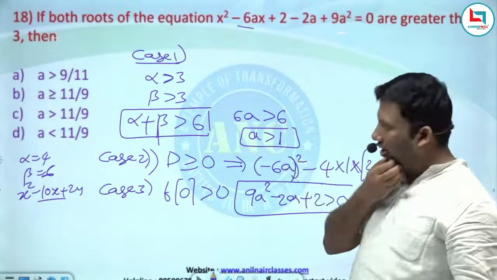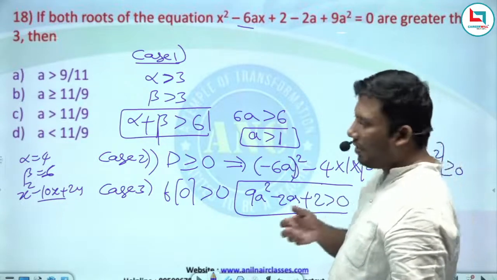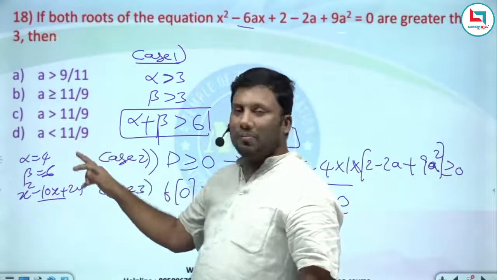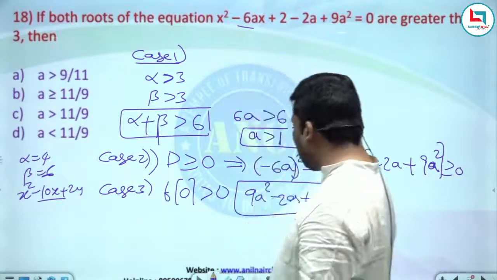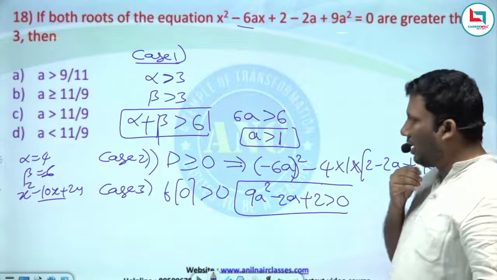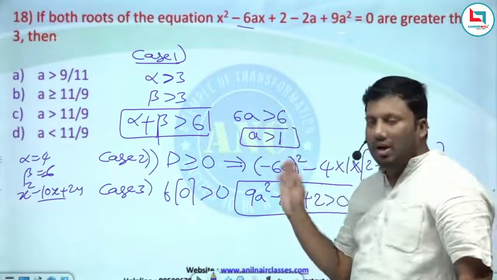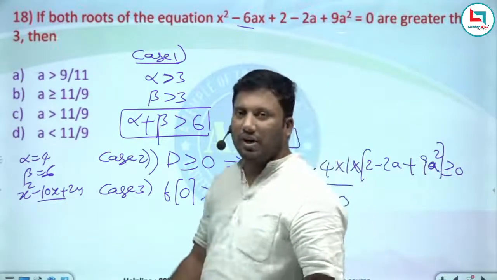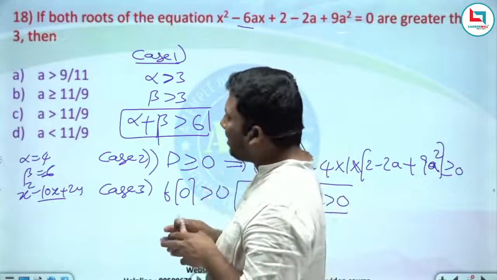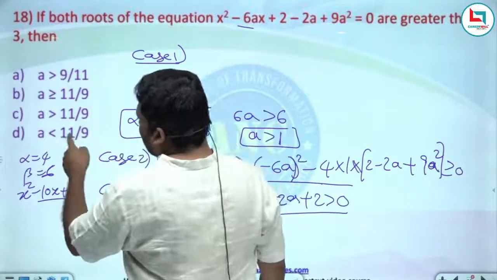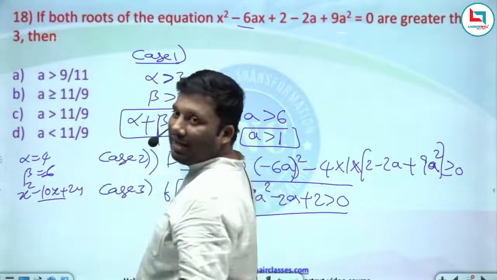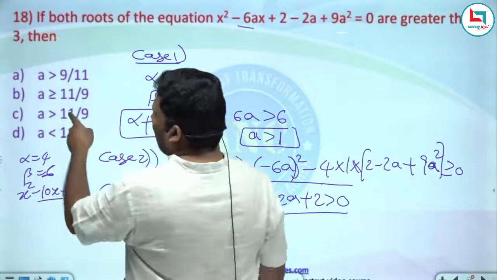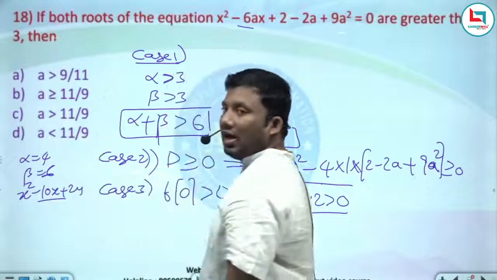What you can do is, here you can substitute one value. A greater than 11 by 9. 11 by 9 is 1.2. Substitute a value 2. Check whether all the values are getting satisfied. If a is greater than 2, that means option number D will be out. Check it with 11 by 9. 11 by 9 satisfies. Then option number C and A are out.